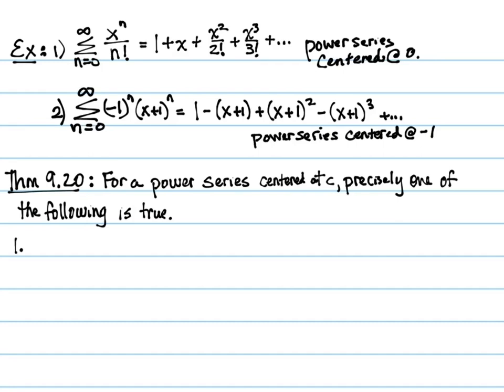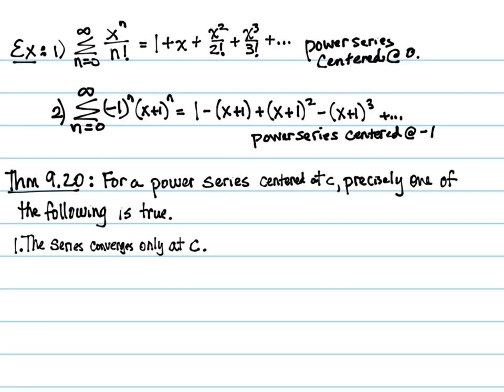So the first case is the simplest. It could be that the series converges only at C. So think what would happen. Let's just use the example number 2 that I wrote above.